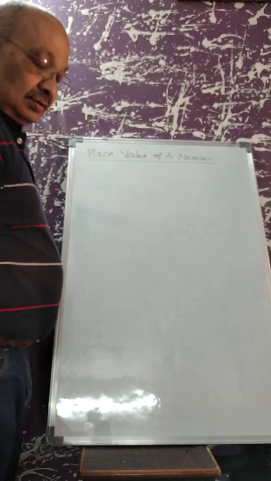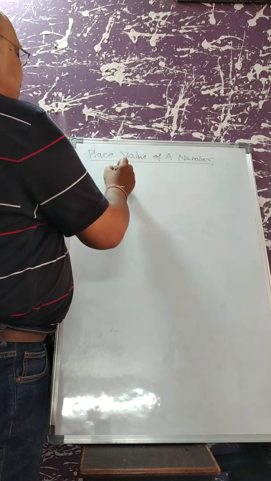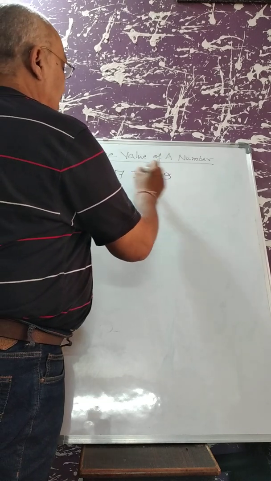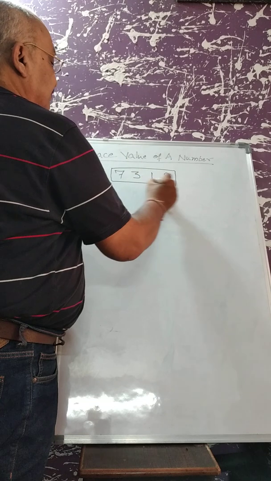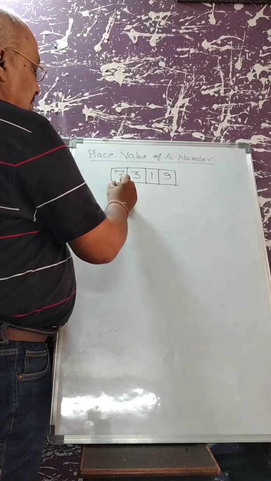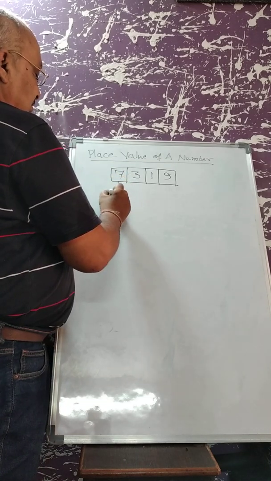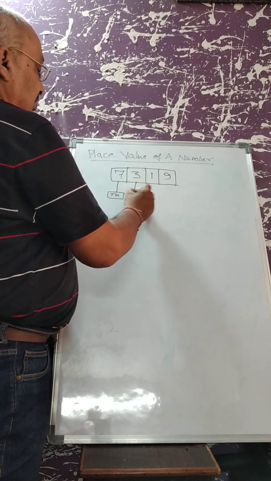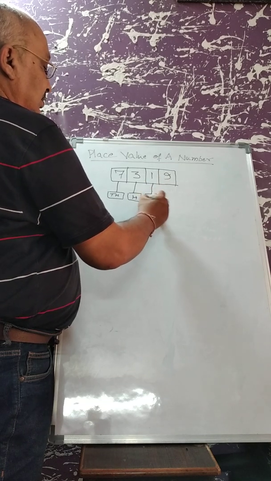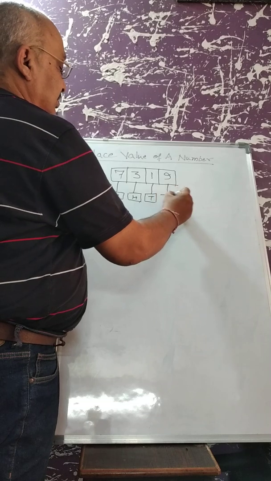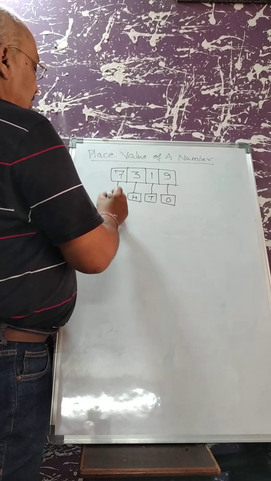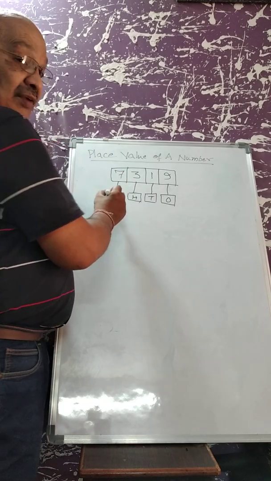Another example, say 7, 3, 1, 9. This is a 4-digit number. This is at the place of 1000. This is at the place of 100. This is at the place of 10. This is at the place of ones.